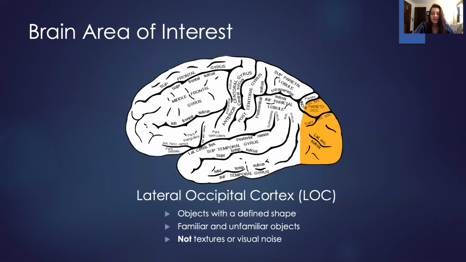So the brain area that's involved in this process is called the Lateral Occipital Cortex, or LOC for short. And the LOC plays a key role in object recognition, and it's active when looking at objects that have a defined shape. And it doesn't matter whether they're familiar or unfamiliar, or two-dimensional or three-dimensional. Additionally, the LOC is not active when looking at something like a texture or visual noise.